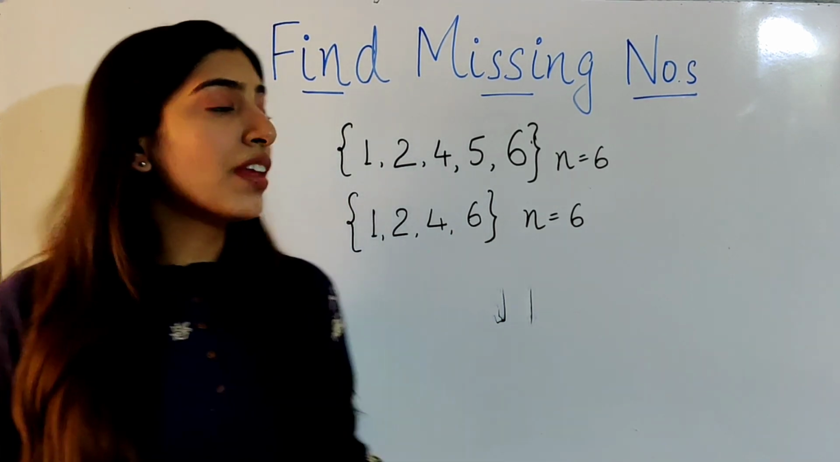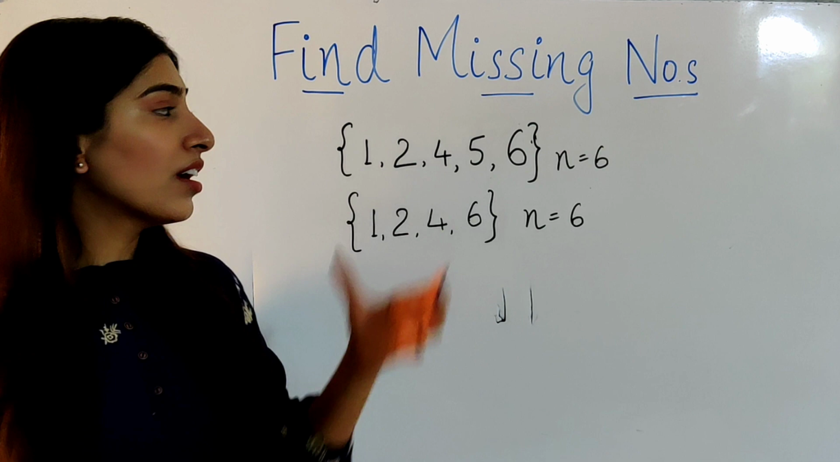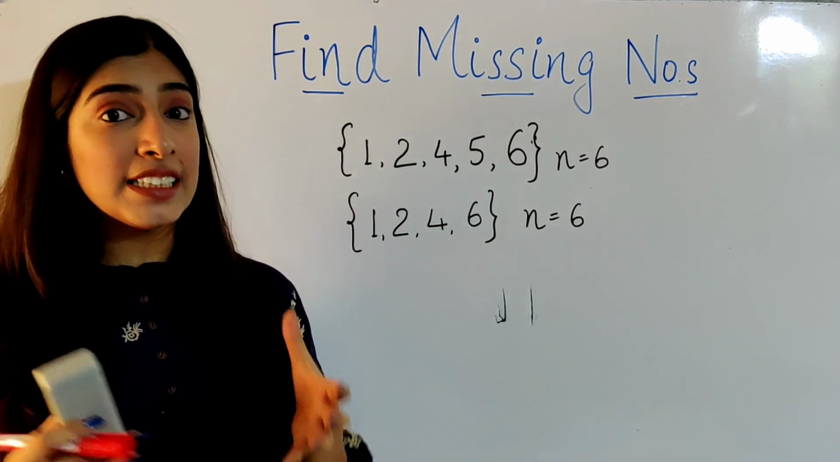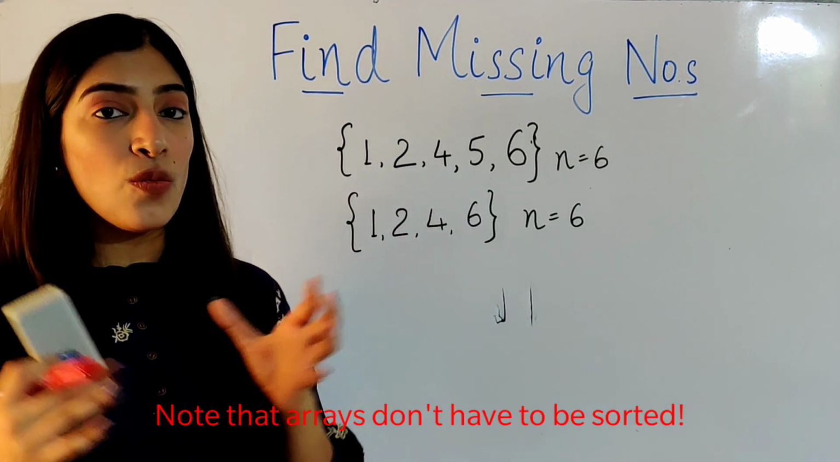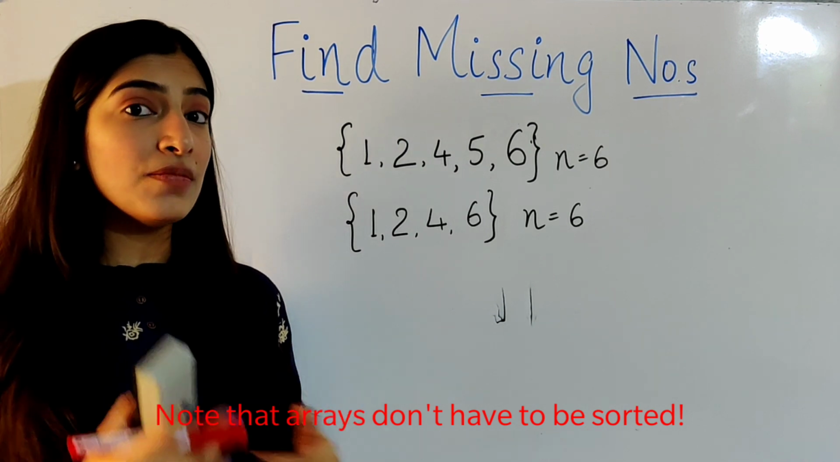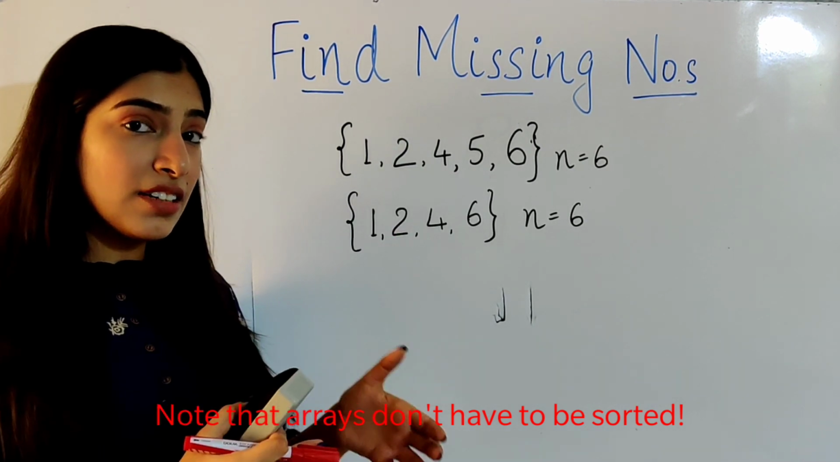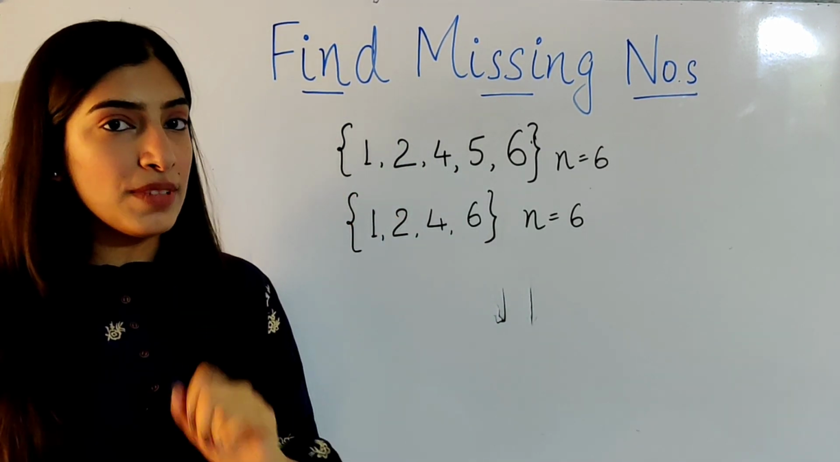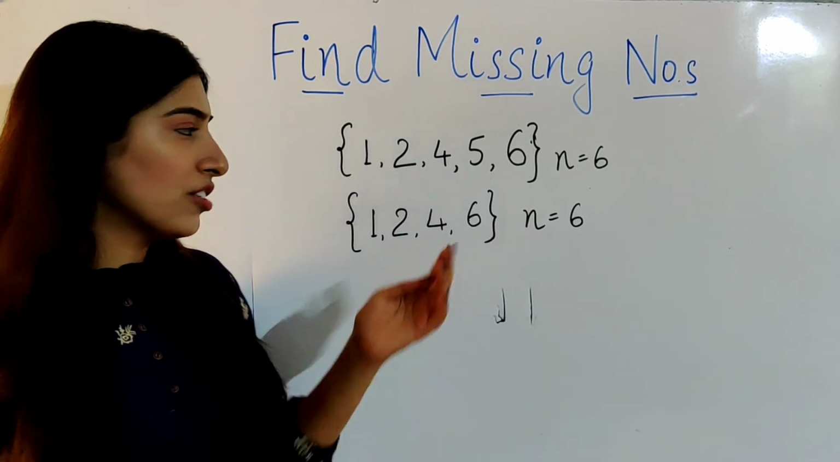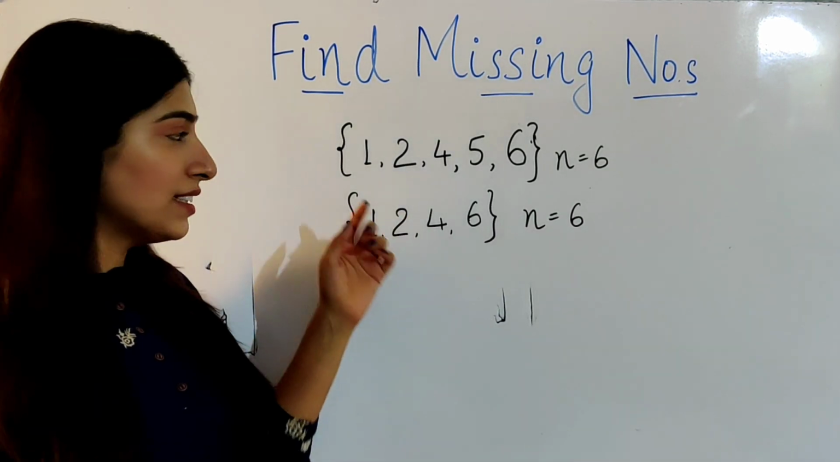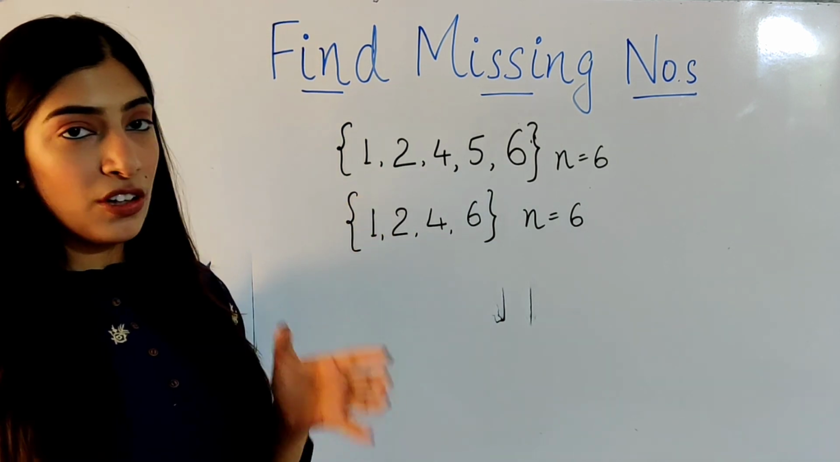Let's get started. So what is the problem statement? You are given an array of distinct elements in the range 1 to n. You have to find the missing numbers. So in the easier question, you have only one missing number, and in the trickier question, you have two missing numbers. Let's see. I have taken one example of both of them.